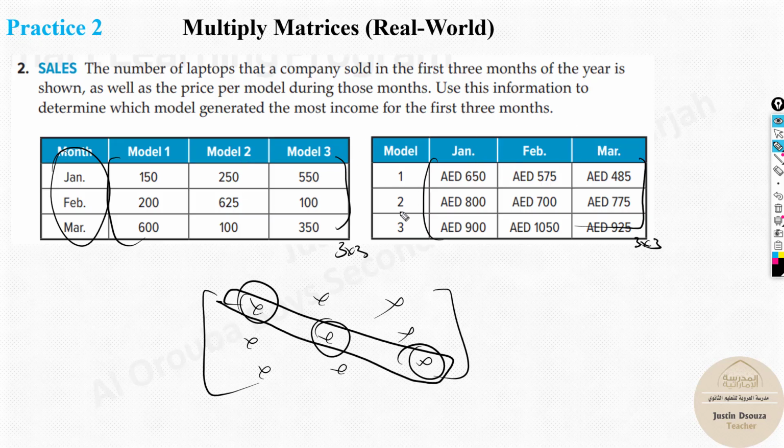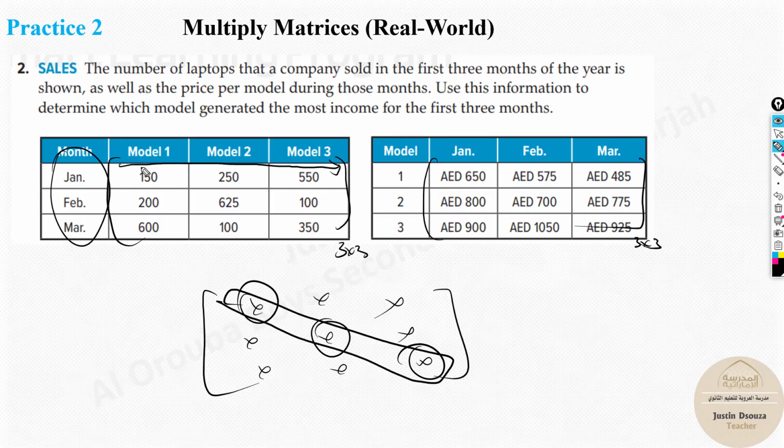This is model 1, 2, 3, model 1, 2, 3. In such cases, only the diagonal will be the answers. But here now, let's look carefully. What happens if I multiply this with this? If I take all these values, what are these values?